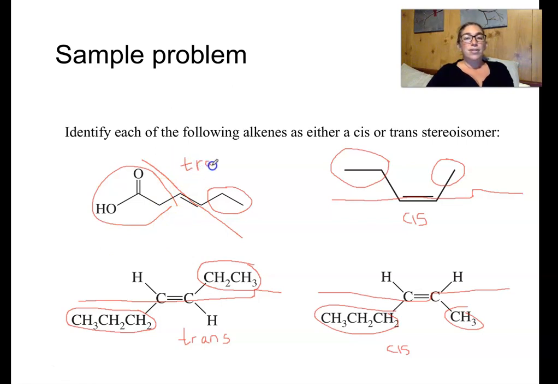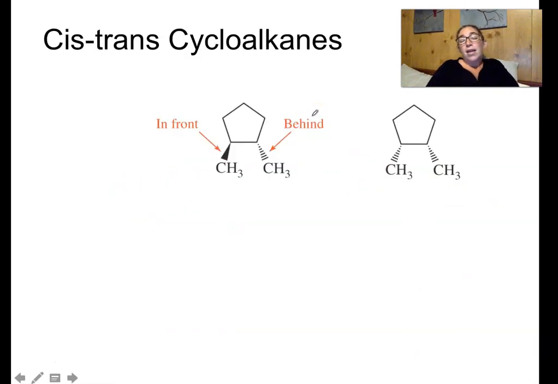So for cis and trans, all you need to be able to do is, if given an isomer, identify: is it a cis or a trans isomer? Are the groups on the same side of the double bond or different sides of the double bond? And remember, this is true for double bonded things, but it's also true for rings, for cycloalkanes.